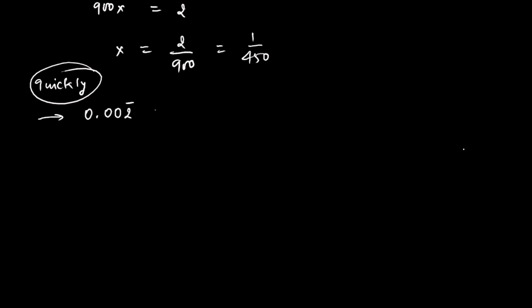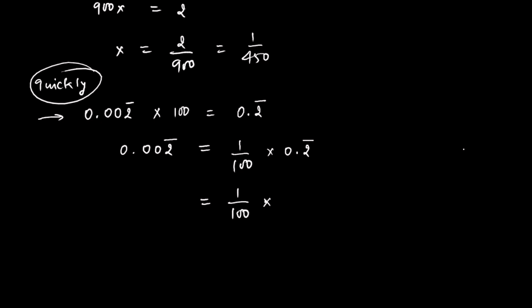As we have discussed earlier, if we multiply this number by 100, our decimal will shift 2 places to the right, giving us 0.2 recurring. Now let's divide both sides by 100. So we have 0.002 repeating is equal to 1 over 100 multiplied by 0.2 repeating. As we have seen the pattern, we write the number without decimal and we write as many nines in the denominator as repeating digits. So we have 0.2 repeating is equal to 2 over 9. Let's multiply this. So this is our answer.